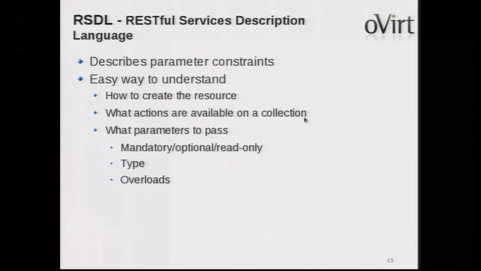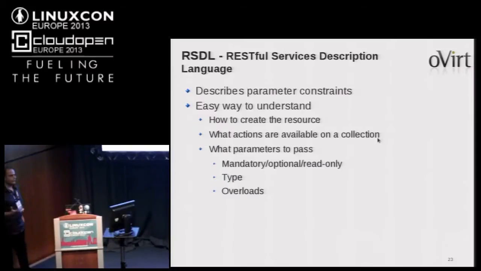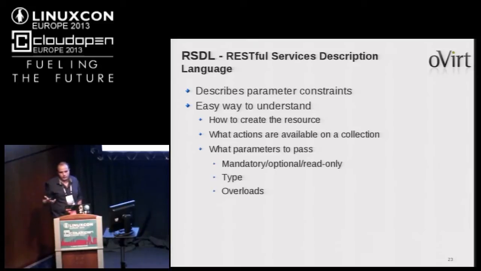Now, it's a bit hard to understand what you can and can't do with a specific resource in this environment. It's a common problem for REST in general because you don't really know what's exposed. You don't really know what is mandatory to pass when you create a new resource. You don't really know what you can modify in the resource. So for that reason, we created something we call RSDL, which is a RESTful Services Description Language. I didn't see it being used in other projects, but I think it was a very good idea to do that, and I'll show you in a second an example for that.